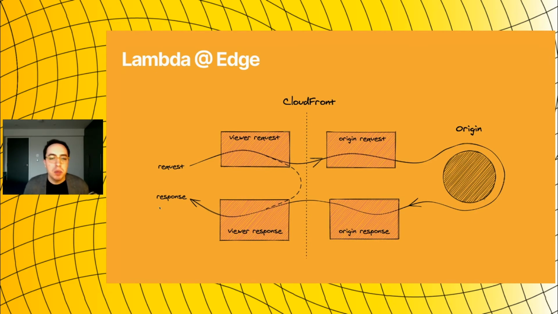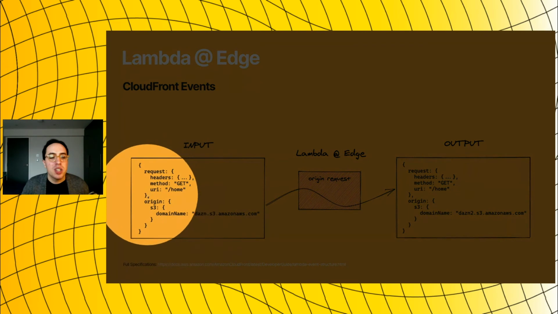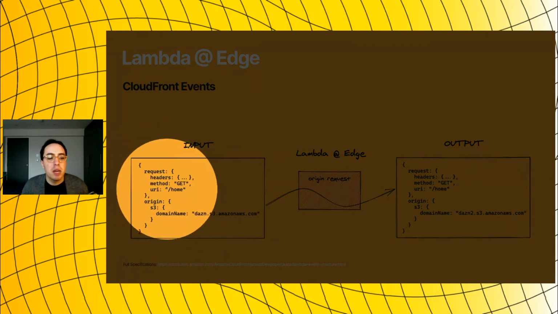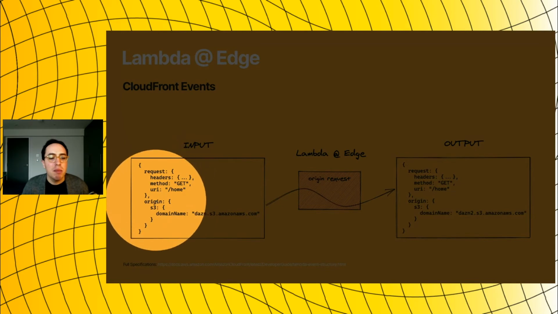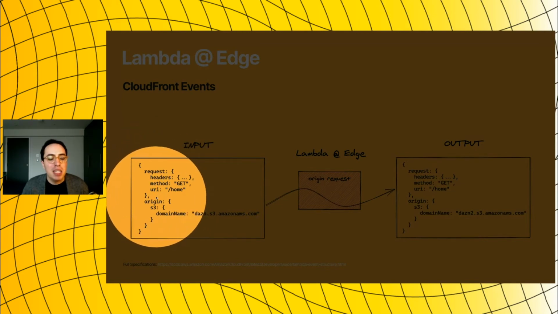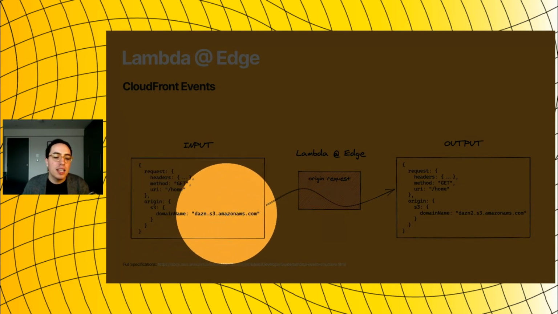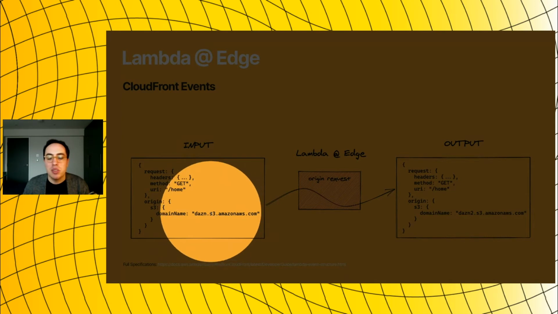Which are the inputs and the outputs of the Lambda at the edge? The inputs and the outputs are what AWS calls CloudFront events. They are a representation of a specific request in a JSON format. And you can see that here we have an input that is going to get a specific item from a specific origin, which is DAZN.s3.DAZN AWS. So this is a specific S3 bucket.